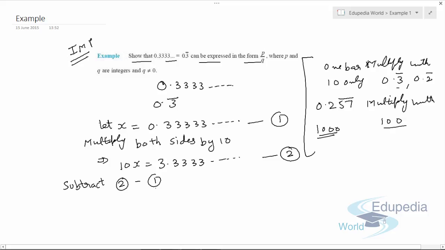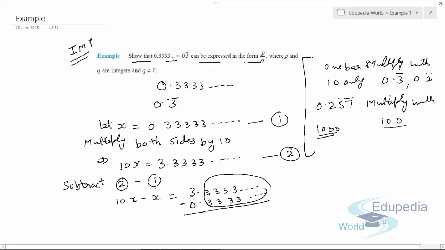So what we get is 10x minus x equals 3.3333 bar minus 0.3333. Now you can clearly see that this non-terminating part will automatically cancel out because this part is equal. So here it will come out to be 0 decimal, and 3 minus 0 is 3.